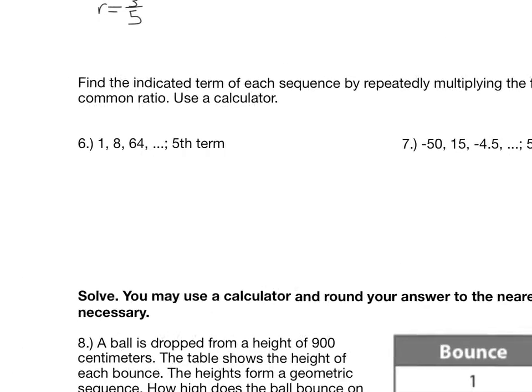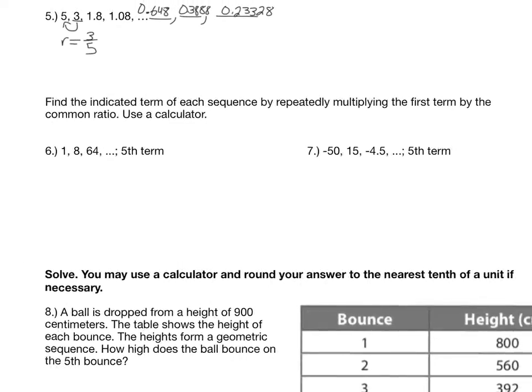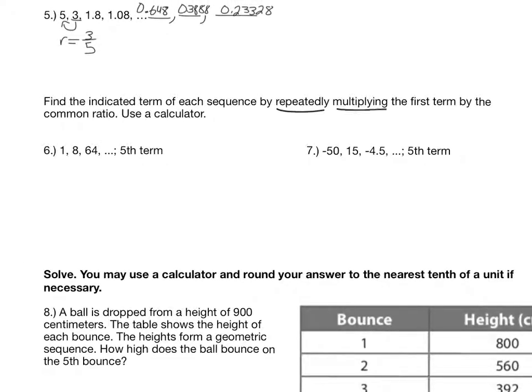Now we are asked to find the indicated term of each sequence by repeatedly multiplying the first term by the common ratio. It says use a calculator, okay? Because your numbers are going to get quite big, especially when you start trying to find the 8th, 9th, 10th, 11th term, as you noticed in class. I know we've already discussed the formula that we use when we're trying to write an explicit equation given a geometric sequence, but that's not what these problems are telling you to do. They're just telling you to repeatedly multiply.